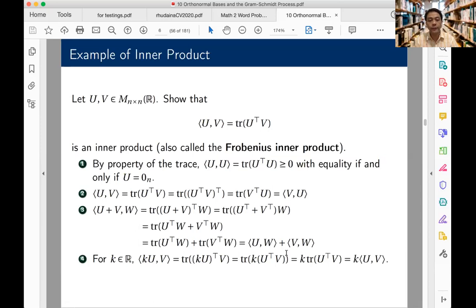And this satisfies the homogeneity condition for an inner product. Therefore, we conclude that the trace is an inner product. In fact, it is called the Frobenius inner product. And this inner product acts on matrices.